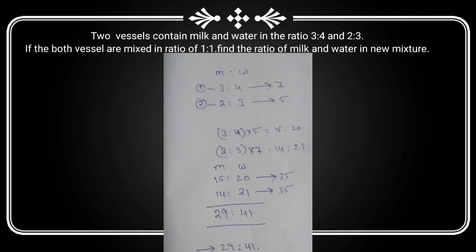Now in the first vessel the milk is 15 parts and the water is 20 parts. And in the second vessel the milk is 14 parts and the water is 21 parts. Now in both the vessels the parts are equal. So now directly add the ratios. 15 plus 14 equals 29 and 20 plus 21 equals 41. Now the new ratio is 29 is to 41. So now the ratio of milk and water in the new mixture is 29 is to 41.